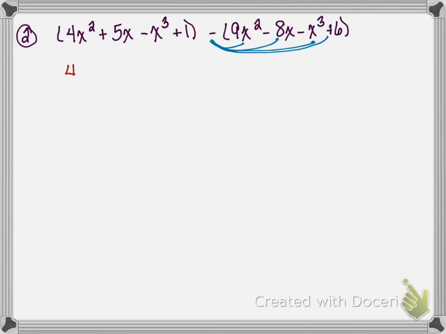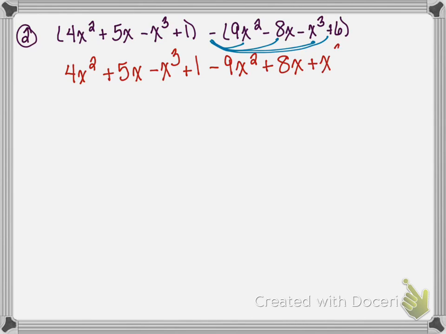So I have 4x squared plus 5x minus x to the third plus 1. Then I am distributing this negative to everything. So I have negative 9x squared. A negative and a negative make it positive 8x. Negative and a negative make it positive x to the third. Then I've got minus 6. So it is a good idea to write this one down because you've got to distribute that minus sign to everything in that second polynomial.